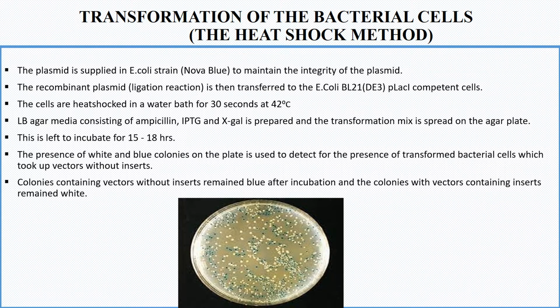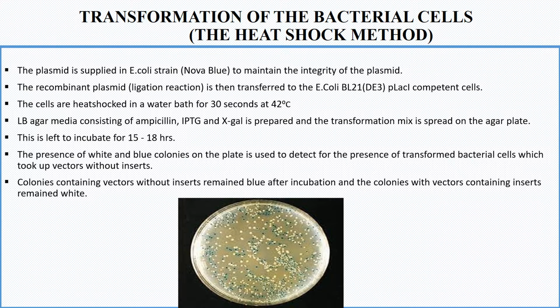Now, to transform the bacterial cells, I'll be using the heat shock method. The plasmid vector is supplied in the E. coli strain NovaBlue to maintain the integrity of the plasmid. The recombinant plasmid, that is the recombinant plasmid gotten from the ligation reaction, is transferred to the competent cells. For this project, I'll be using the E. coli BL21(DE3)pLacI competent cells. These cells are heat shocked in a water bath for 30 seconds at 42 degrees Celsius.